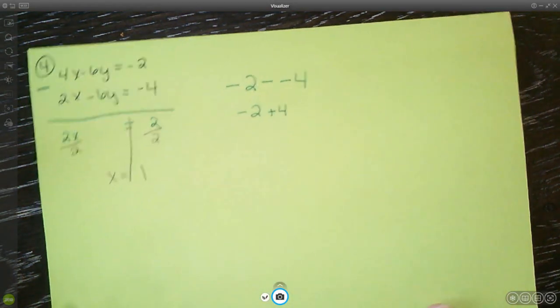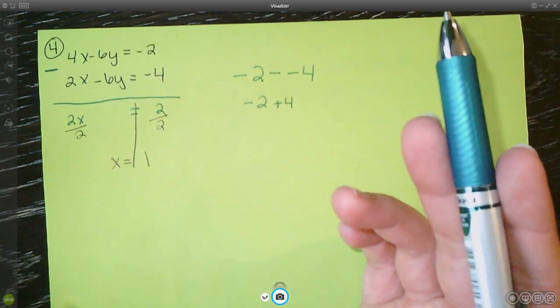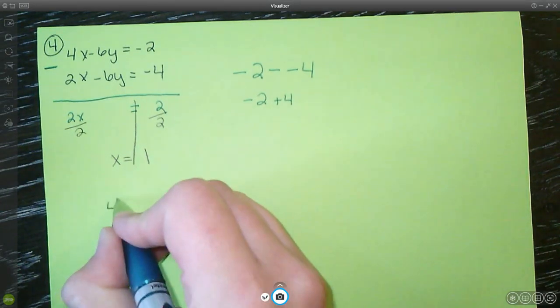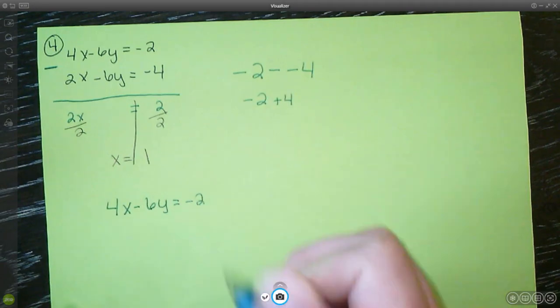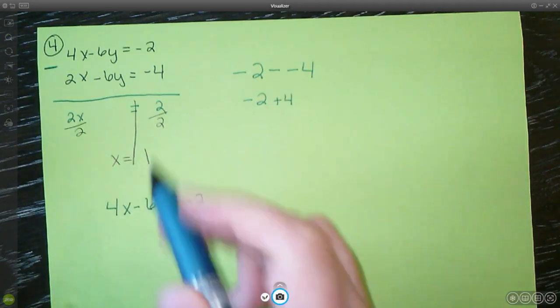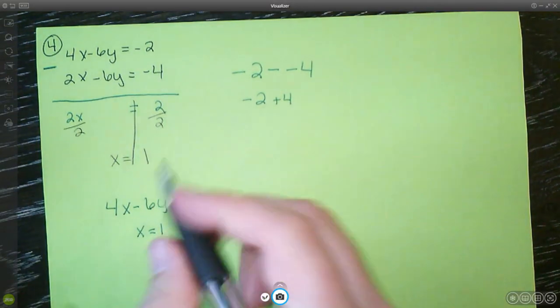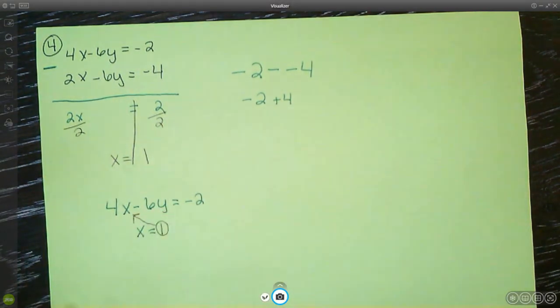Okay, so now we're going to take that and plug it in either of these equations. It doesn't matter which one. I'm going to plug it into the first one. So our equation is 4x minus 6y equals negative 2. And we know that x equals 1. So now we're going to substitute. We're going to take this 1 and plug it in for that x.